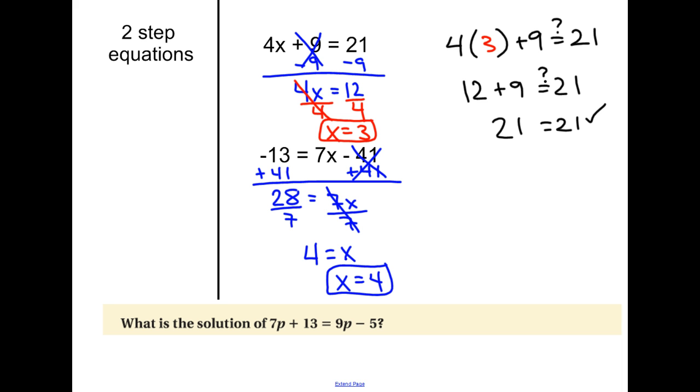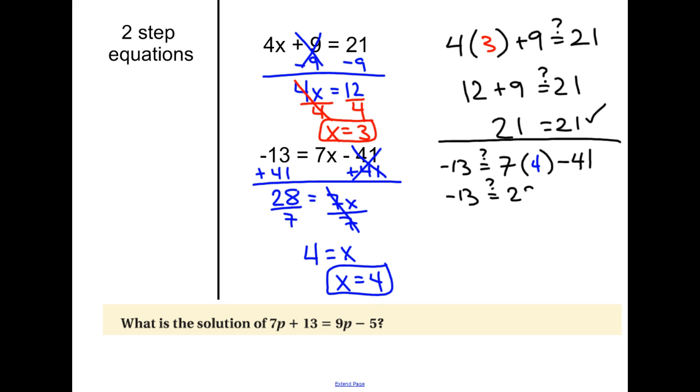And again, we're going to plug them in to check and make sure our answers work. So negative 13, does that equal, I'm going to put a line there, does that equal 7 times, what was it, 4 minus 41? Well, negative 13, does it equal 7 times 4 is 28 minus 41. Again, we'll do that math. Negative 13 does equal negative 13. It works out, so our answer works.